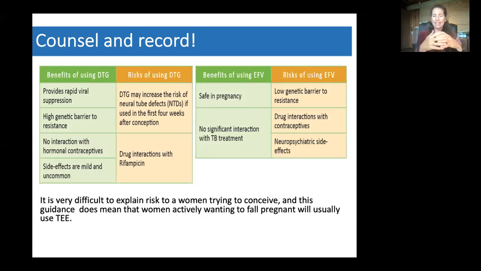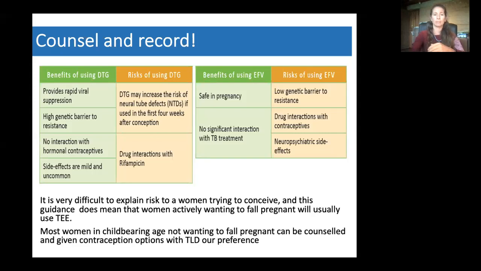What's happening in practice is that if you've got a woman like this girl who's actively trying to fall pregnant, you're probably going to end up still using TEE. So you're still going to use your efavirenz-based regimen unless you've gone through all of this with a woman and she's decided, no, actually, she would rather want the Dolly Tag. But I think in most of these cases, our advice will go more towards the TEE.